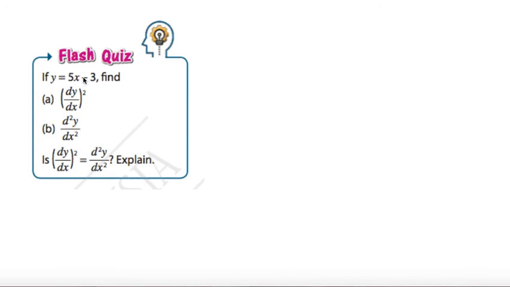Okay, let's see this question. If y equals to 5x minus 3, A, find dy dx and then square it. B, find only d2y dx2, the second derivative. So are these two the same? Because when you see this one, I can square this. But actually, is it the same or not? Let's try. Okay, y equals to 5x minus 3.